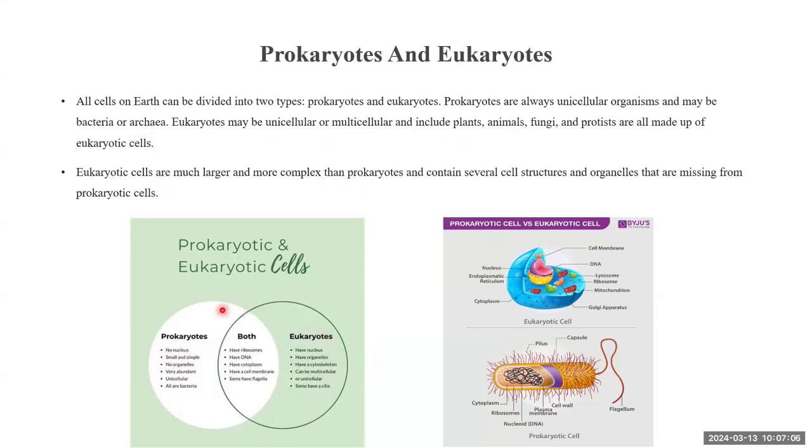prokaryotes, which are mainly bacteria. In this diagram, we can see the similarities between the two types of cells, and these are the characteristic differences in each category. What is common in both: both have ribosomes, both have DNA, both have cytoplasm, both have a cell membrane, and some have flagella. Flagella are these long thread-like things which help them to move, especially bacteria. It is present in bacteria.